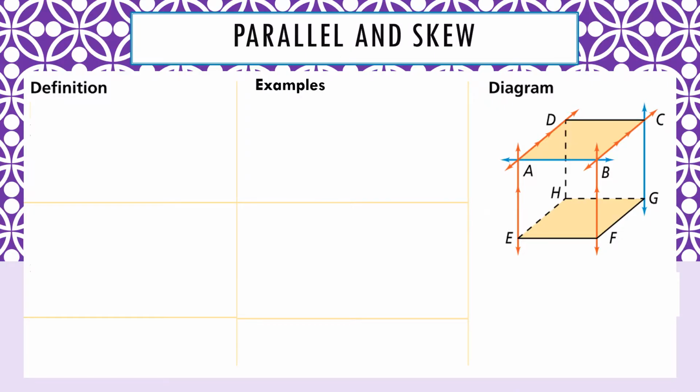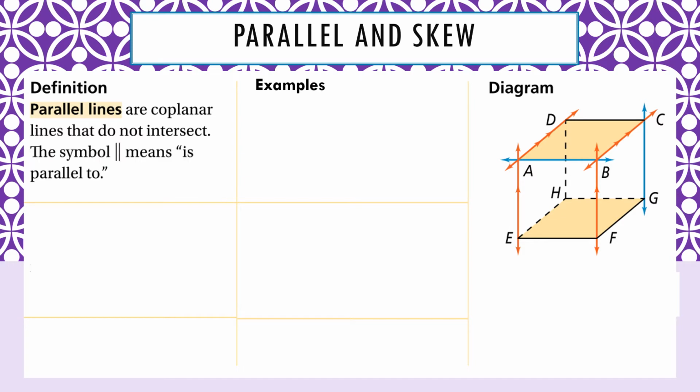So we'll do a couple definitions here first. Parallel lines are lines that are coplanar and they do not intersect. So a couple examples here. Oh, and this symbol here is parallel too. So you will see us use that quite a bit.